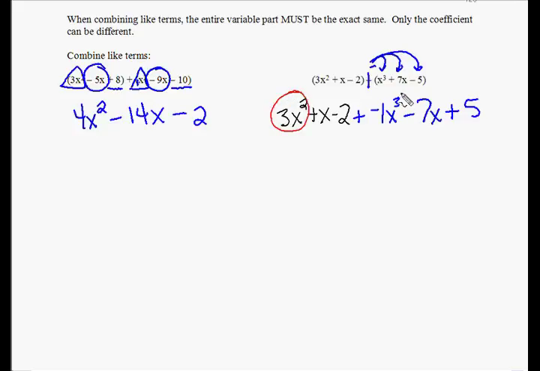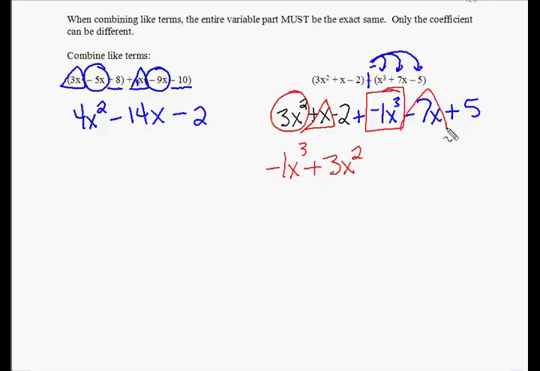So our 3x squared and our negative 1x cubed are not the same. So there is nothing else like 3x squared. I'll write down 3x squared. I'm going to go back and grab this negative 1x cubed. And even though there are no other terms like that, I'm going to write it down first. We tend to write our polynomials in descending order, where the highest exponent comes first. And I must include a sign between x cubed and x squared. And since it's a positive, we'll put in a plus sign.